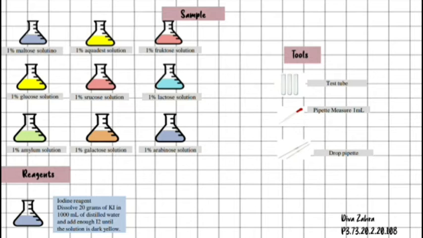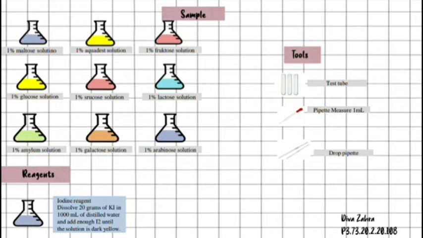Next, you can see the sample, the reagents, and the tools. The samples are 1% maltose solution, 1% aqueous solution, 1% fructose solution, 1% glucose solution, 1% sucrose solution, 1% lactose solution, 1% amylum solution, 1% galactose solution, and 1% arabinose solution. Next are the reagents. The iodine reagent dissolves 20 grams of KI in 1000 ml of distilled water and add enough I2 until the solution is dark yellow.